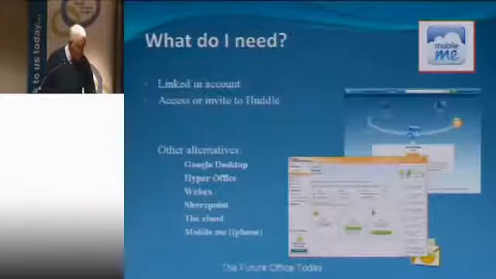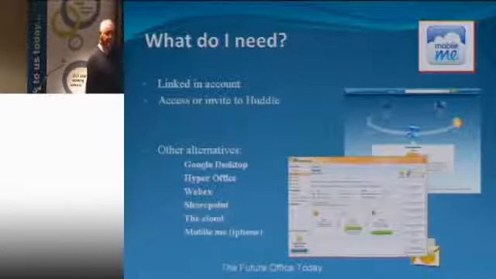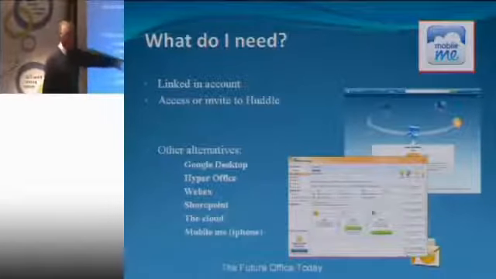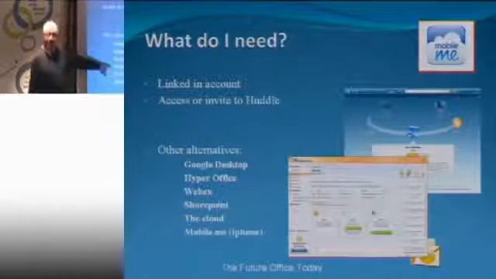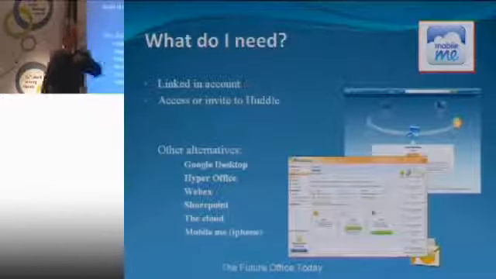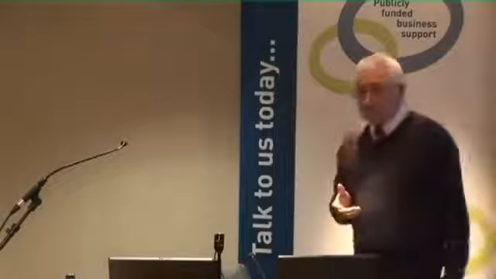In fact, if I go back to this one for a minute, there are lots of alternatives. Google Desktop. Google has a very good online thing. HyperOffice, WebEx, which I believe BusinessLink use. SharePoint. A lot of you might know about SharePoint, which is a Microsoft product. We talk about the cloud. Have you ever heard about the cloud? This is where everything is kept up in the ether somewhere. And then Mobile Me. Once again, iPhone has a thing called Mobile Me, where you can save your files up and then you can pull them down wherever you are. So the idea is you could be anywhere in the world. If you want something and you've put it up in the office, the virtual office, if you want to use that term, you can download it again and work on it.